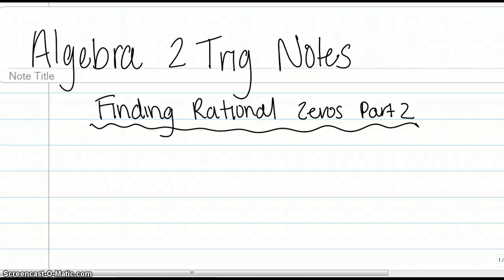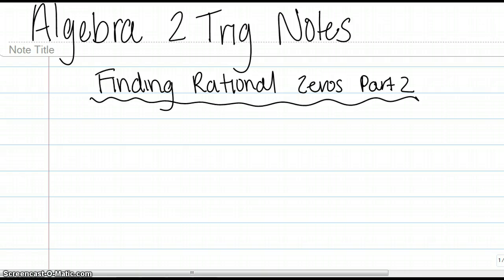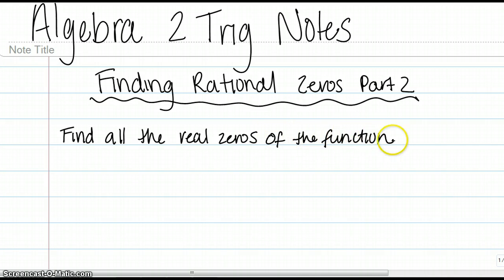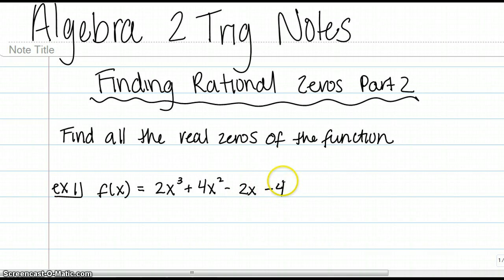Hey there, today we are finding rational zeros, and this is part 2 to this topic. In these types of problems, your directions are going to be to find all the real zeros of the function. So you're going to get a problem like this. Example 1. F of x equals 2x to the third plus 4x squared minus 2x minus 4.